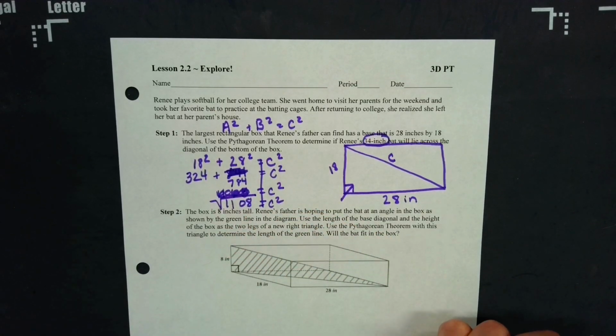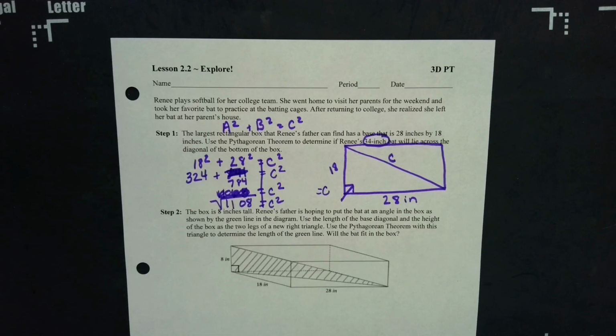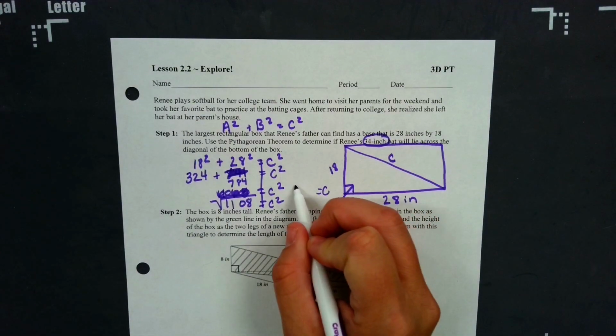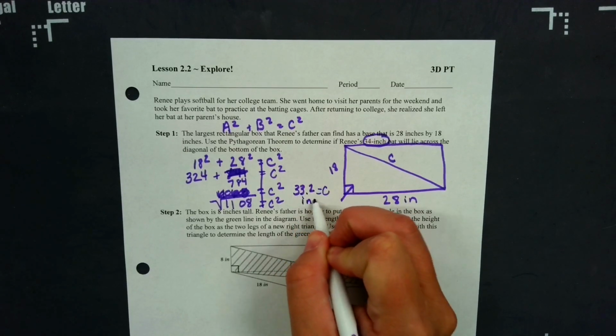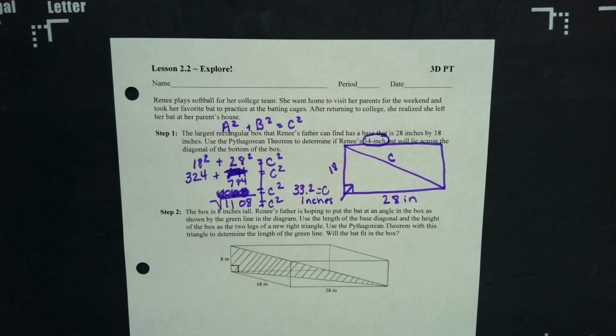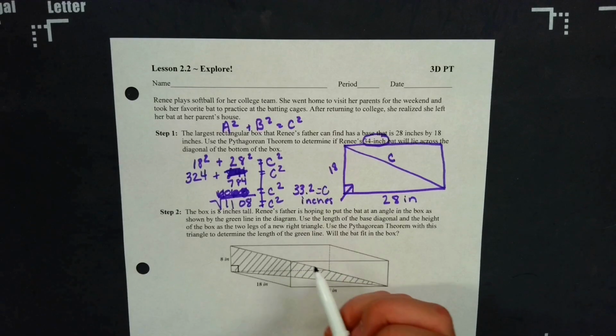Square root. So when I get that square root, we're going to keep it a decimal because we're looking for 34 inches. What do I get? Say it, Kathy. 33.2 inches. Is my 34-inch bat going to fit diagonally on the bottom like that? If I want it to lay flat on the bottom, is it going to fit? It's not, because I only have 33.2 inches to work with.